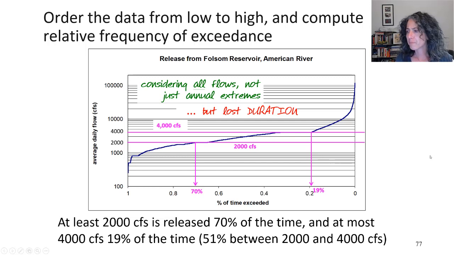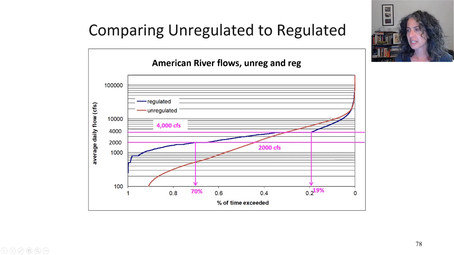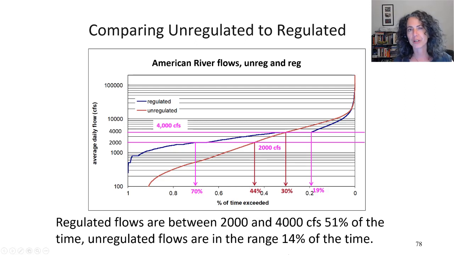Just for interest, here's a similar duration curve plotted for unregulated flows, just to see what it would be like if this was a run-of-river hydropower plant. Now if we're looking at the amount of time between 2,000 and 4,000 CFS, we're just going to have the range between 30 and 44%, and so only 14% of the time would the turbines be in their optimal range. So in this example, I used all of the data for the entire year.